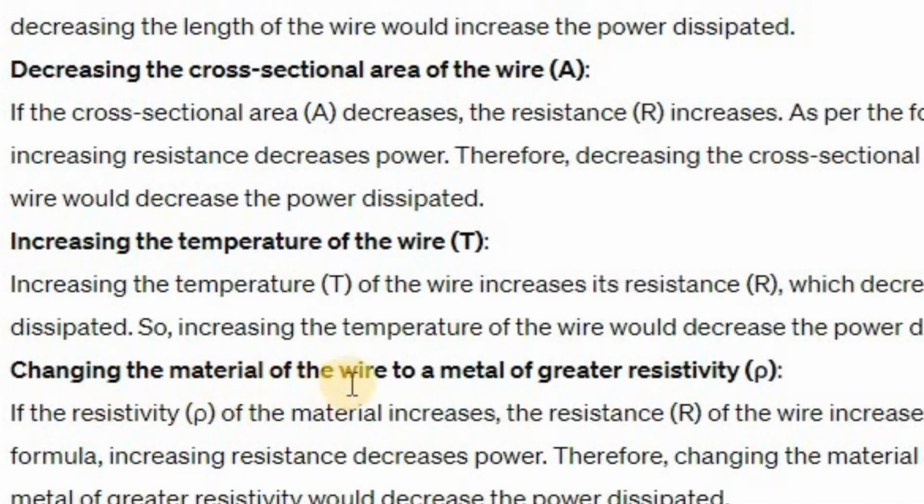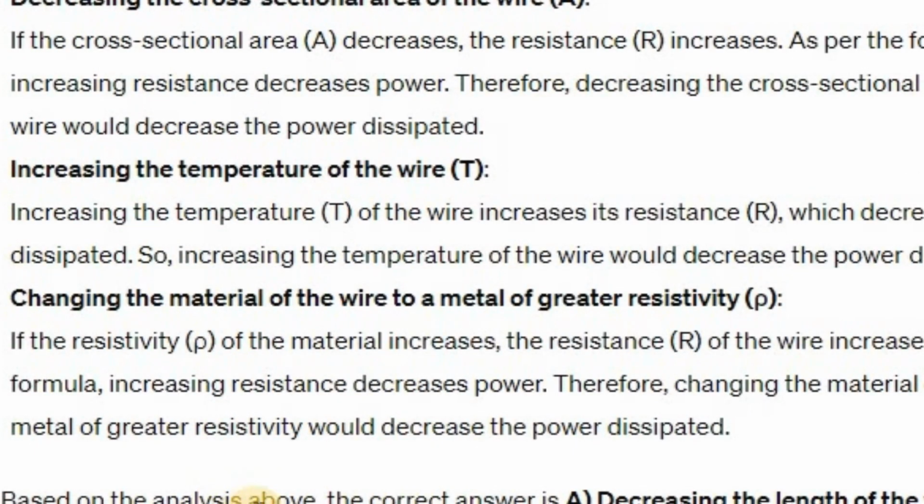Changing the material of the wire to a metal of greater resistivity ρ: if the resistivity ρ of the material increases, the resistance R of the wire increases. As per the formula, increasing resistance decreases power. Therefore, changing the material of the wire to a metal of greater resistivity would decrease the power dissipated. Based on the analysis above, the correct answer is A, decreasing the length of the wire L.